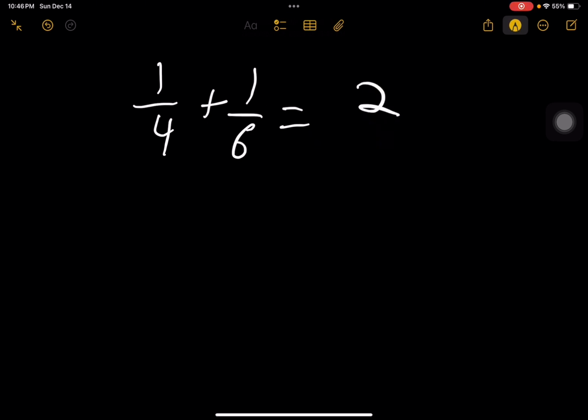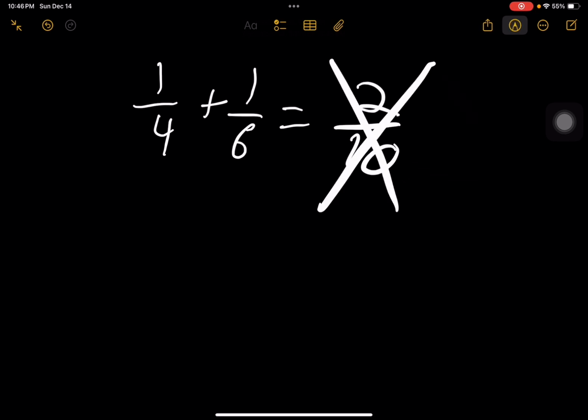I want to talk about some common mistakes here. So some common mistakes to avoid would be, let's say, for example, we have 1 over 4 plus 1 over 6. Someone might say, hey, why don't I just add the numerators and why don't I just add the denominators? Bang, bang, bada, boom, 2 over 10. Nope, that is a big no. Unfortunately, it doesn't work like that. And I'll tell you why.